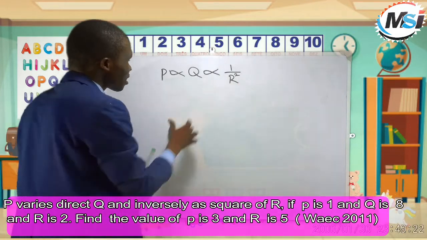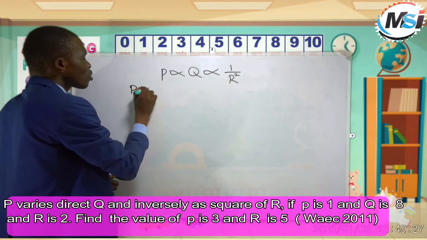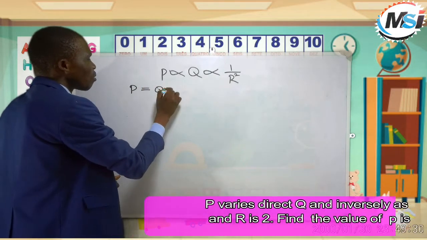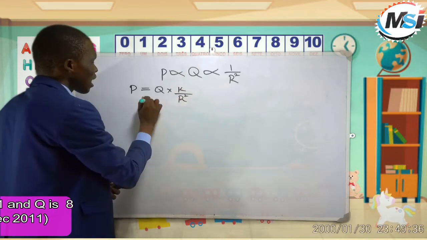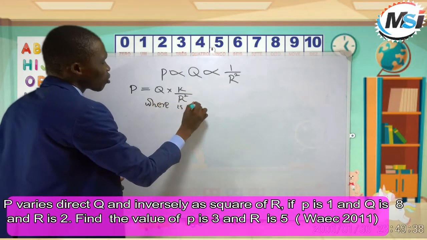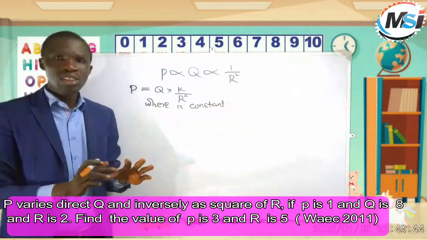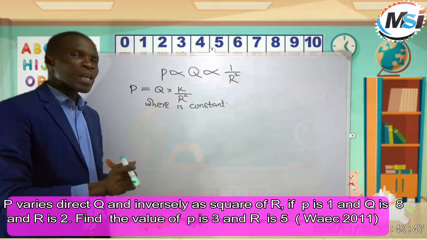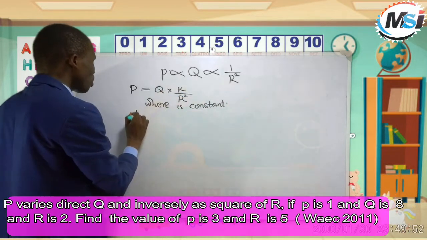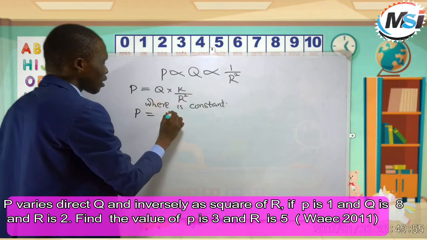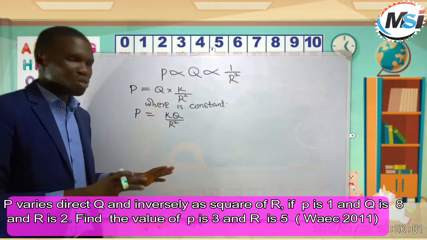Now, to break this down, you need to understand that this will give us P equals Q multiplied by K all over R squared, where K is constant. You need to understand that your K is constant. Now, doing this, we can multiply this K and Q together, and it will give us P equals KQ divided by R squared.